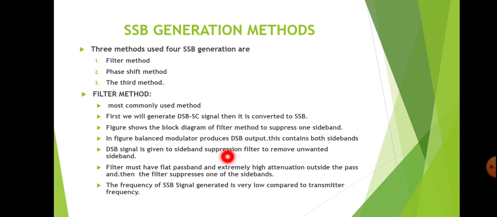Filter must have flat passband. That means the filter used at the output of this SSB signal will contain flat passband and extremely high attenuation outside the passband. Then the filter suppresses one of the sidebands. The frequency of the SSB signal generated will be very low compared to the transmitter frequency.